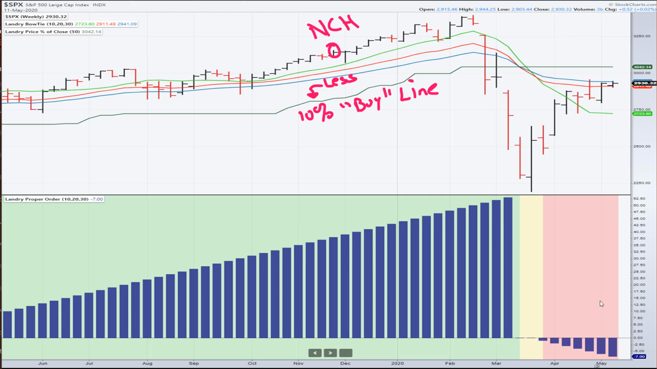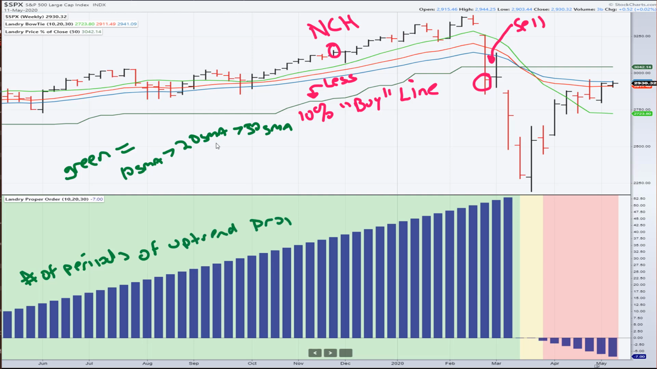Now, a cool little indicator, and I'm just seeing this myself a few days ago, so I haven't really had much time to play with it, but would be to take the proper order of the moving averages and count the days or periods. In this case, this is a weekly chart, but count the periods that the 10 simple is greater than the 20 exponential, and the 20 exponential is greater than the 30 exponential. This should read 30 exponential here.